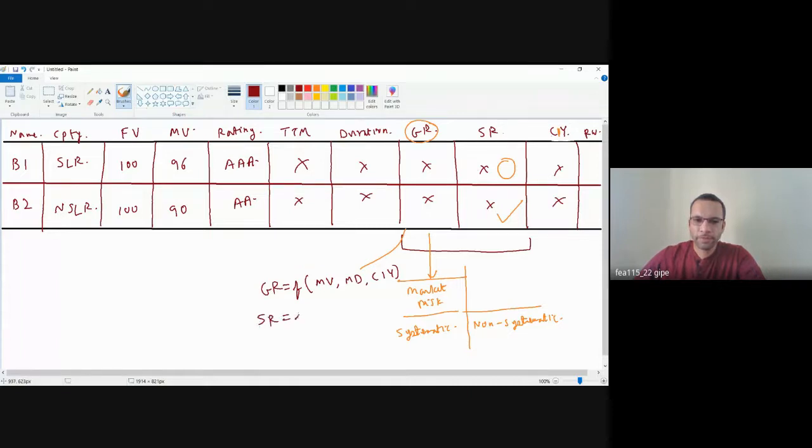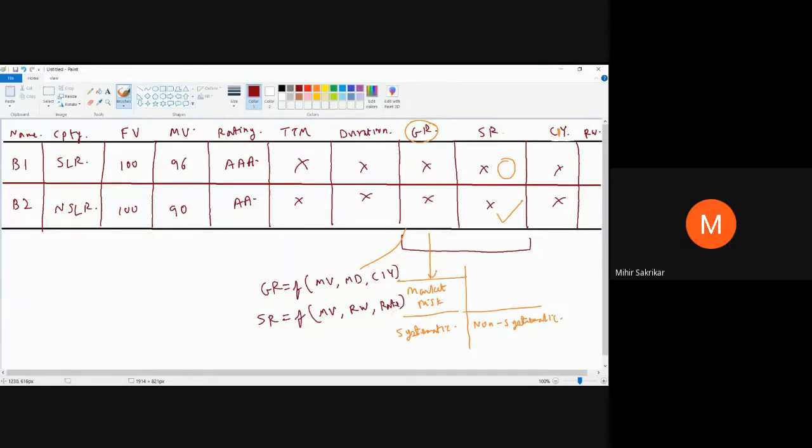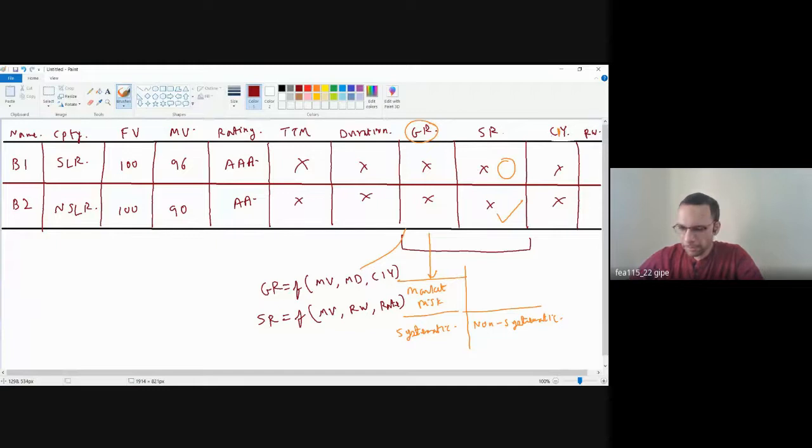For SR, this will be a function of your market value, your risk weight, and anything else which I take. Not really. There's a specific rate which we use. Is that rate the G-sec rate? Not really. That's more of a percentage number which is given as a part of the guideline. Let me also check the exact formula for SR, but it will be there in the Basel III capital guidelines. What I remember is both of these are functions of these items.